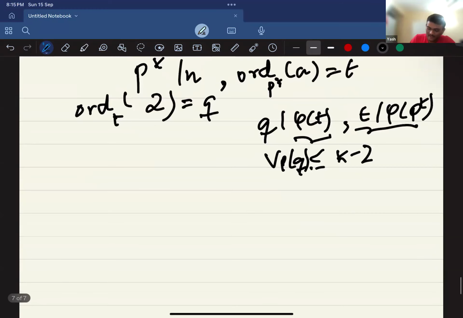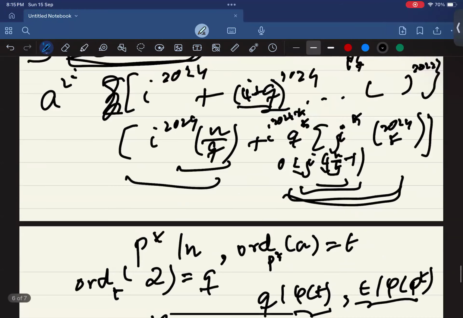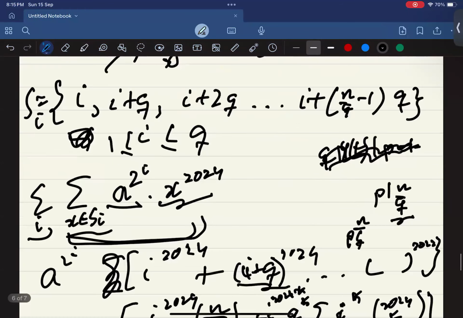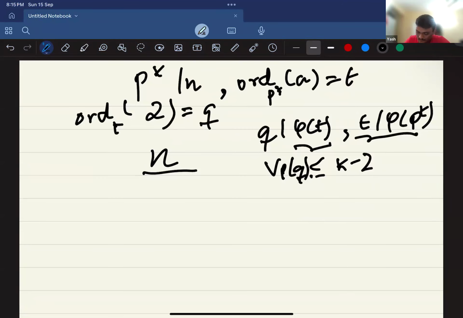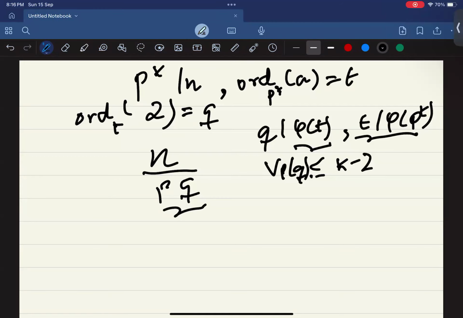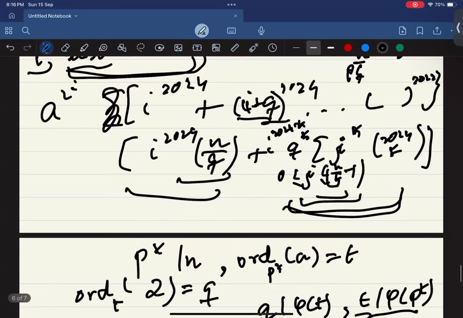So with this condition, I still have that n over pq is an integer, because the denominator has vp less than or equal to k minus 1 and n has vp at least k, right? So this is an integer and I'll just consider the same SI.